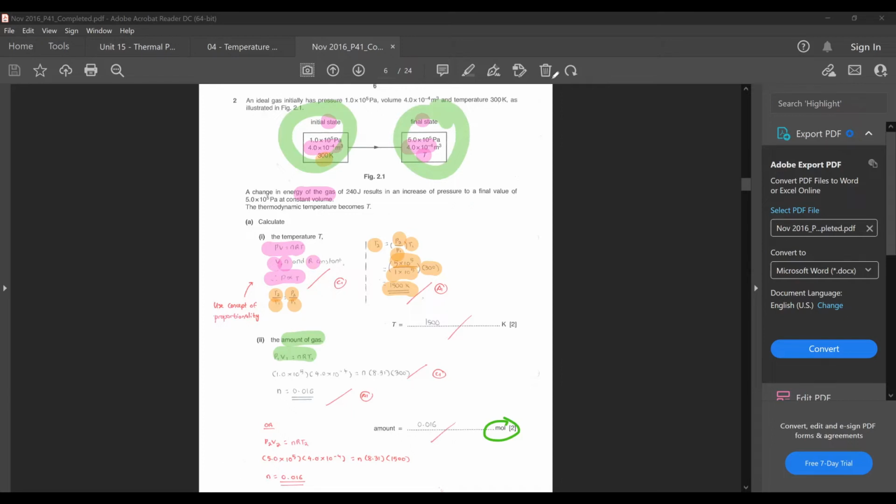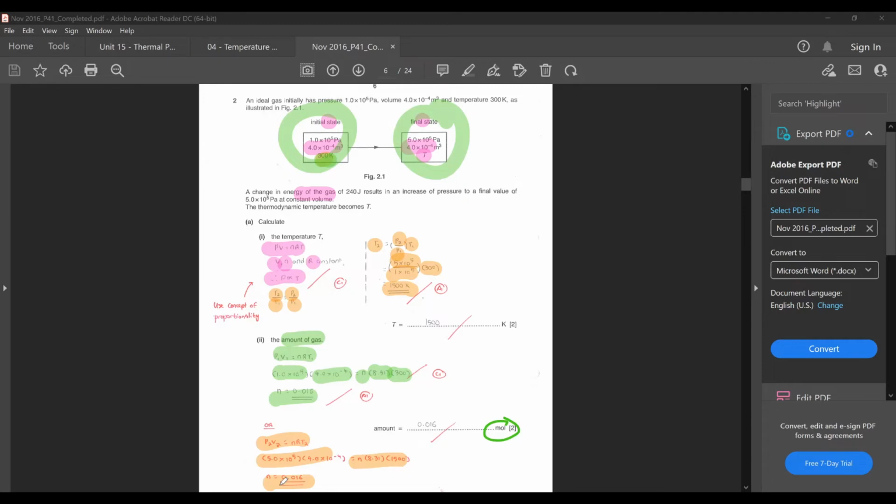So here, if you're trying to use PV equals to nRT for state 1, pressure is 1 times 10 power 5. Volume is 4 times 10 power minus 4. The number of moles is what you want to find. Molar gas constant is 8.31. And then your temperature is the thermodynamic temperature of 300 Kelvin. So eventually your n is 0.016. Okay. You can also apply this for state 2. PV equals to nRT. When you sub in all the relevant values, you will still get back the same answer.